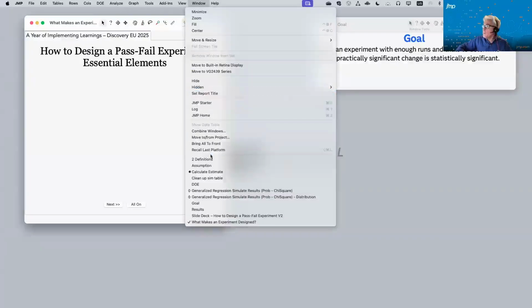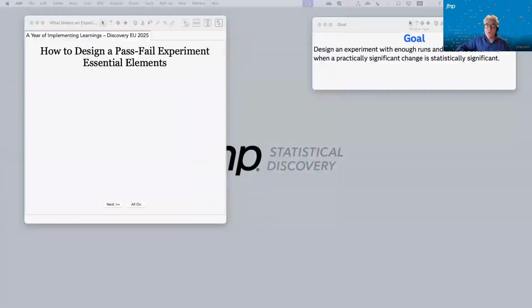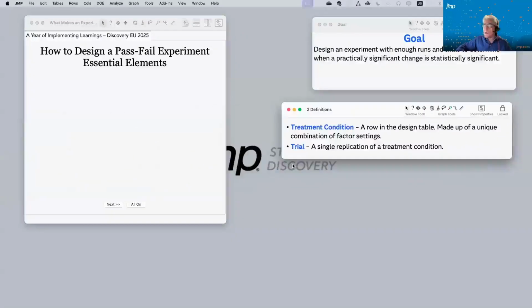Let me talk about my two definitions here, and I want to separate them. So I talk about trials and I talk about runs. When I talk about a treatment condition or a run, I'm really talking about a row in my experimental design data table. So that's a unique set of treatment combinations or factor settings that I'm going to run. A trial, think of it as a replicate.